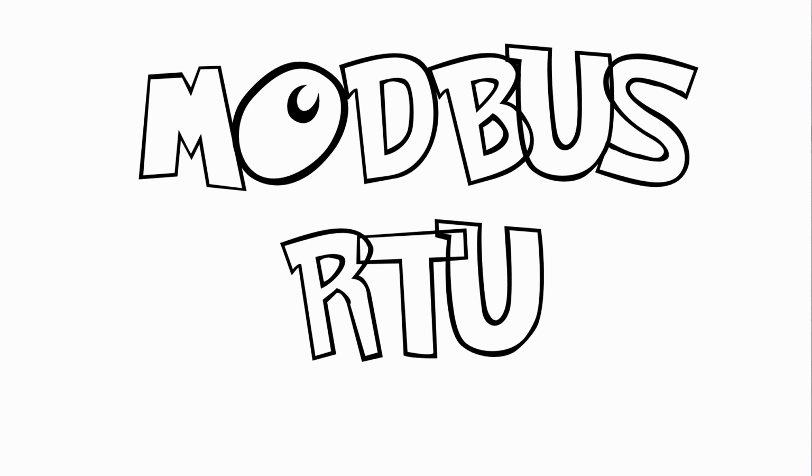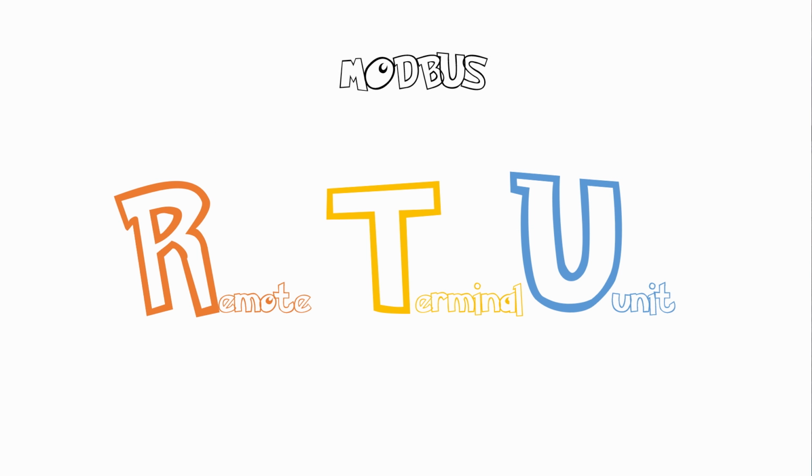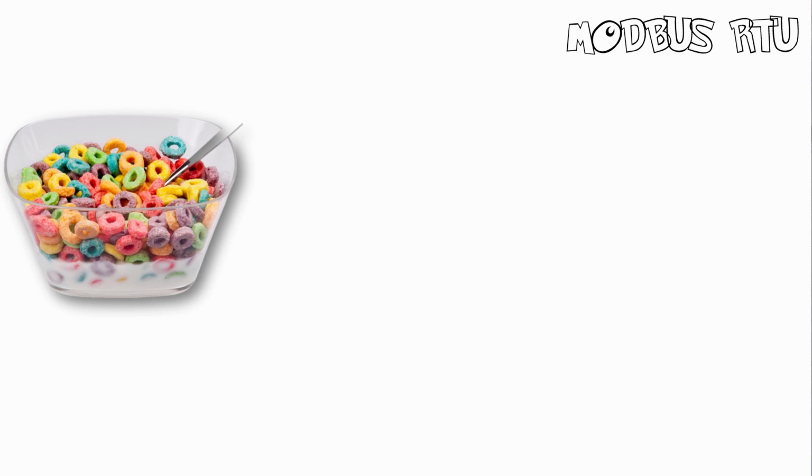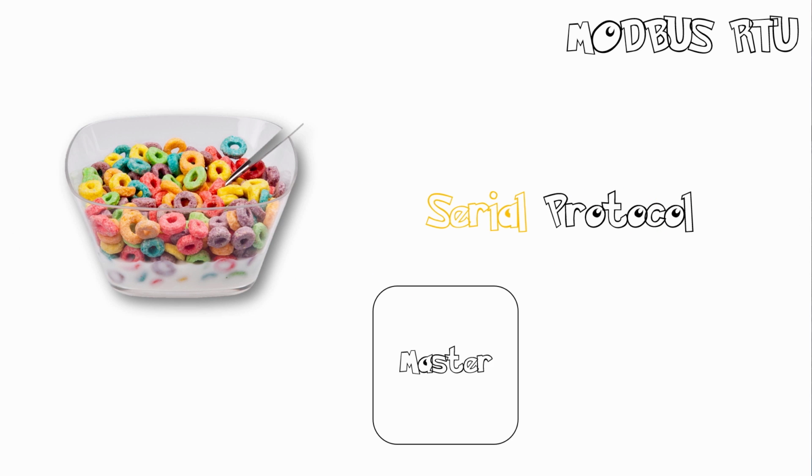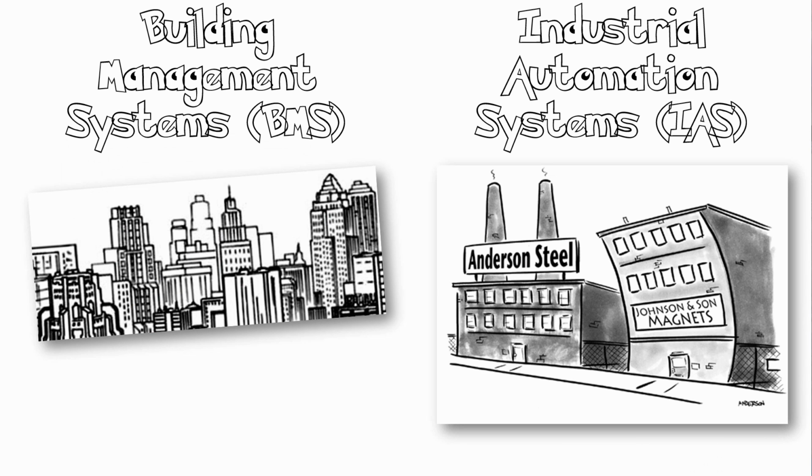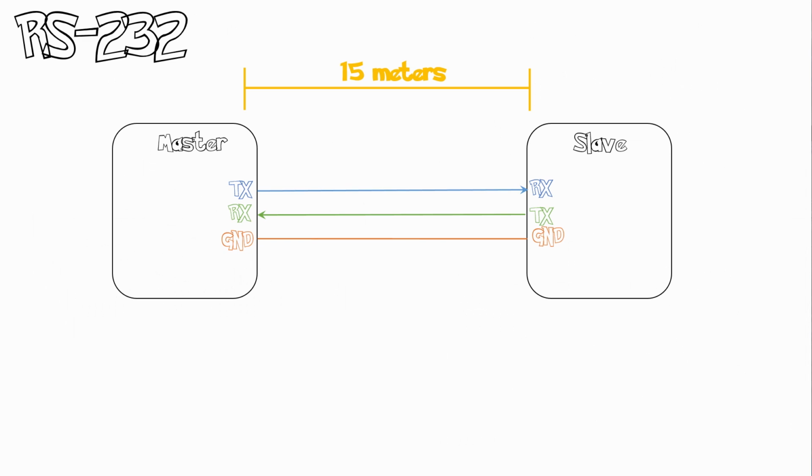So today we're going to be talking about Modbus RTU. Modbus RTU stands for Remote Terminal Unit. Basically, it is a serial protocol based on the master and slave configuration. It's a protocol that was created by Modicon in 1979. It's used in building management systems or BMS, as well as industrial automation systems, IAS. You'll also find Modbus used in SCADA systems. So let's take a look at how the protocol works.